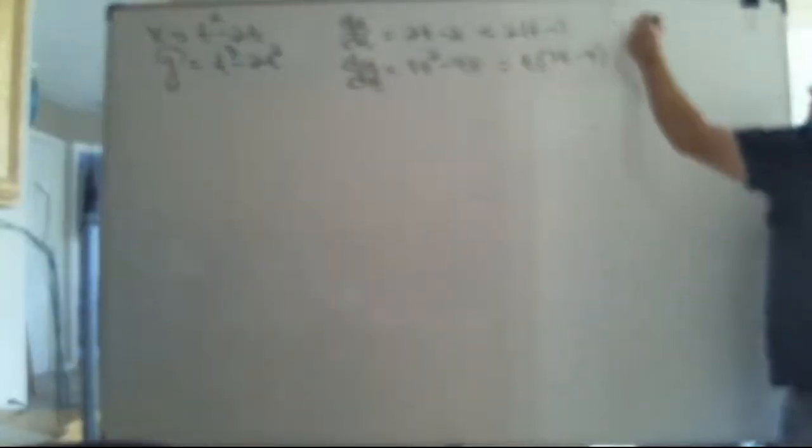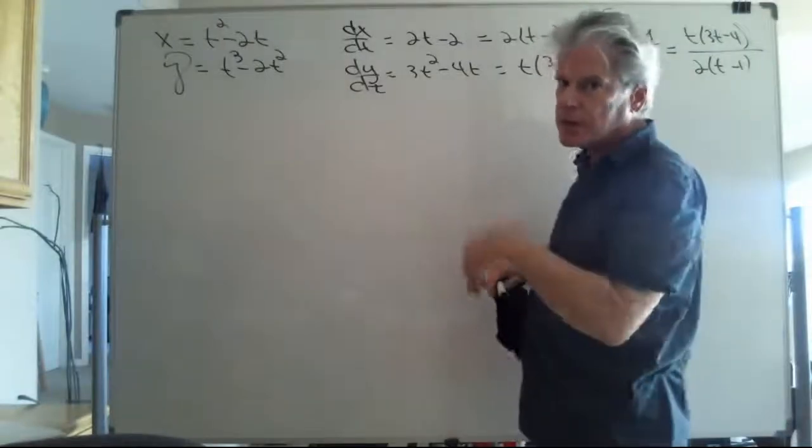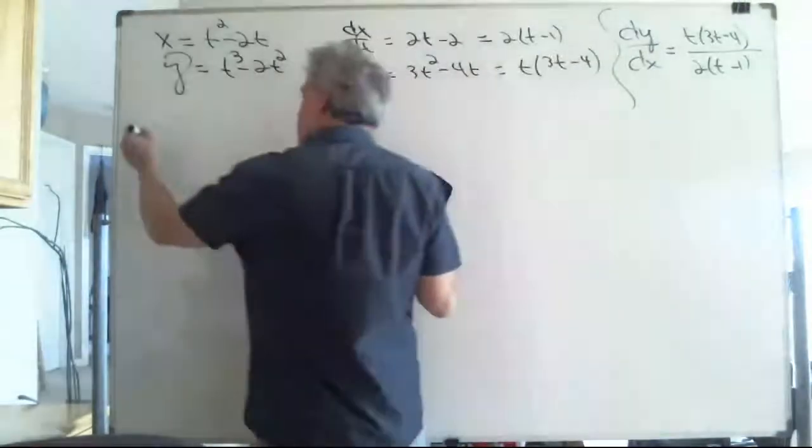But of course, dy/dx, the slopes of tangent lines, are the ratio of dy/dt to dx/dt. So it looks to me like I have three critical numbers, 0, 1, and 4/3. Now those three critical numbers subdivide the real number line into 4 subintervals. Let's talk about those intervals.